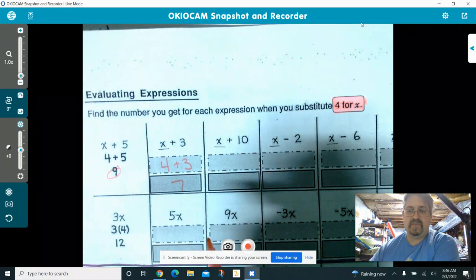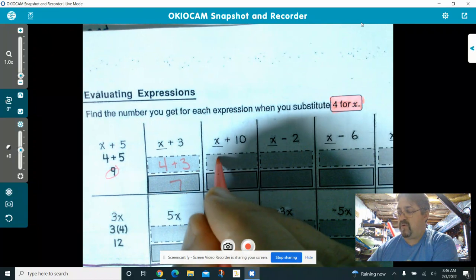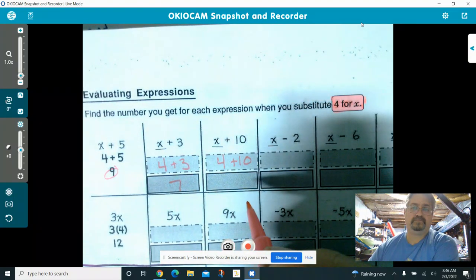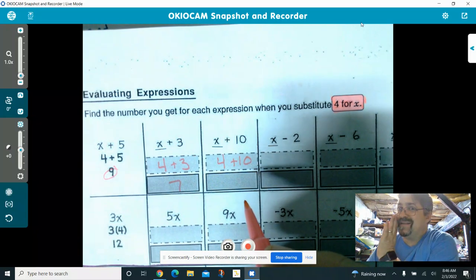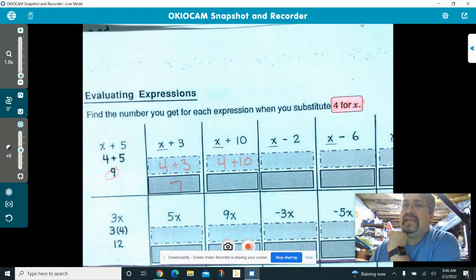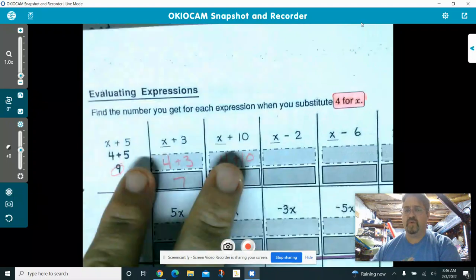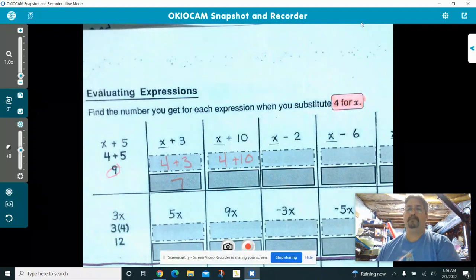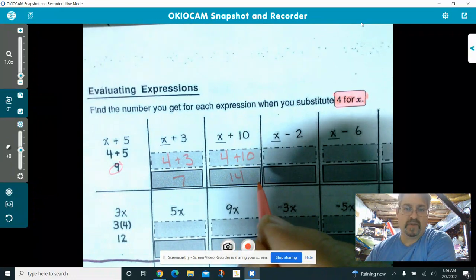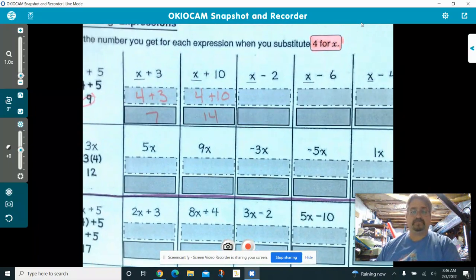X plus 10. Substitute 4 for the x. Where you see that x, put a 4. Bring the rest of your problem. What is 4 plus 10? Here's a hint. Instead of starting at 4 and counting up to 10, start at the 10 and count up 4 spaces. It's a little bit quicker that way. 10, 11, 12, 13, 14. Boom! Goes the dynamite. Okay, so that's what you get for these.